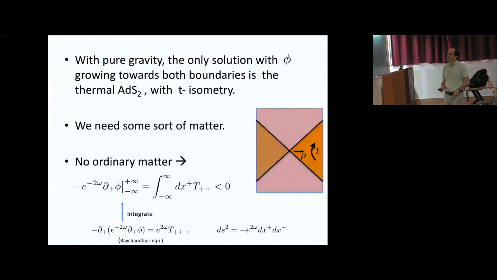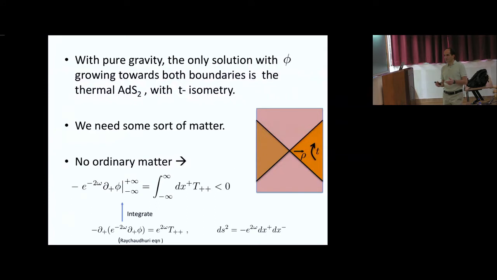Now, with pure gravity, the only solution is one where phi grows towards both boundaries. The only solution like that is the one that has the T isometry, the Rindler time isometry. So in order to have this other solution that we're looking for, it cannot be a vacuum solution. It has to have some kind of matter, some kind of extra stress tensor source. But you cannot do it with ordinary matter, because ordinary matter will obey the null energy condition. The one we want is one in which phi is growing in both directions.